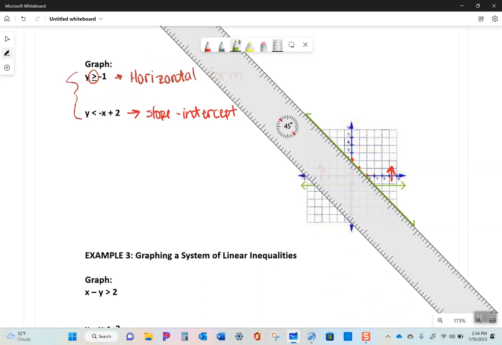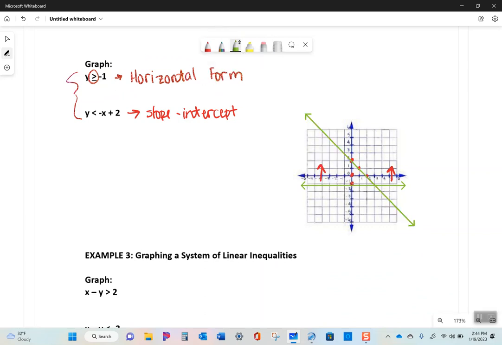All right. Tell me about this line. Is it solid or is it dashed or dotted? Dashed, and why is it dashed? Yeah, because it's just less than, right? Okay, which way are we shading? Oh, never mind. Hold on. I asked and then I didn't change it. Oopsies.